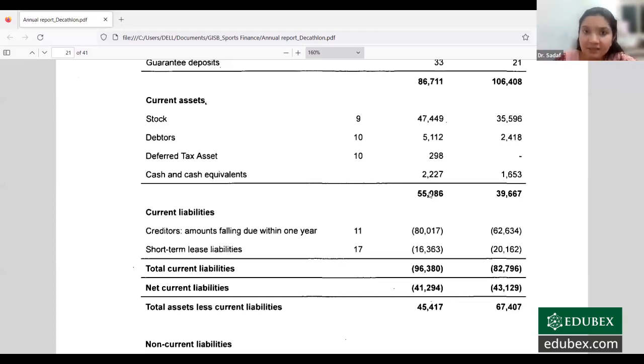The logic behind this is that the current assets are there in the business to generate the income so that we can pay off the liabilities. So after minusing the current assets, what is the position of my liabilities? That is why we have the net current liabilities. So we can see that after minusing the current assets, we still have a lot of liabilities which the company will have to look into, how they are going to pay this remaining amount of 41,294.